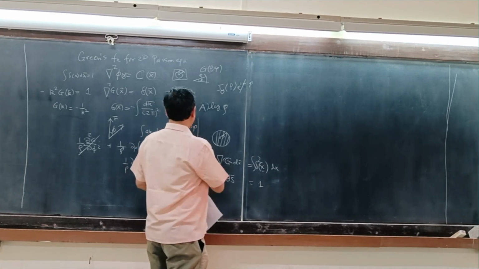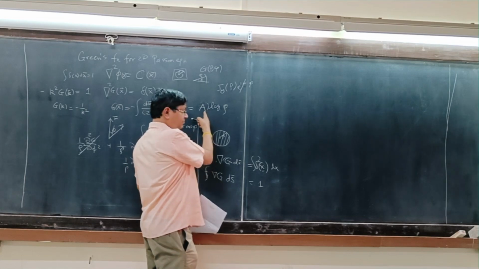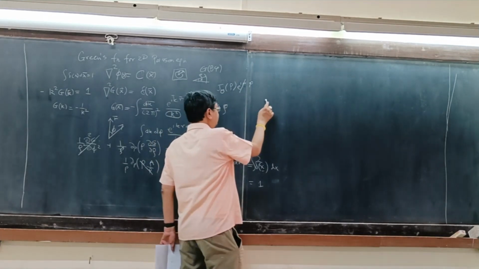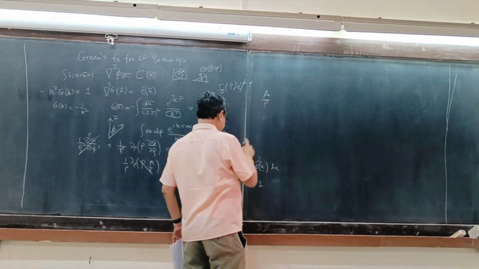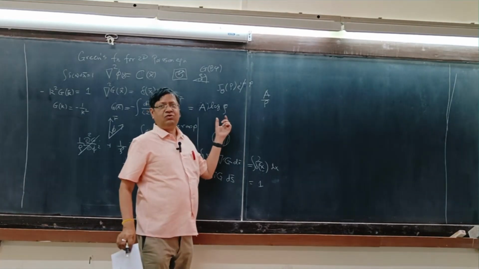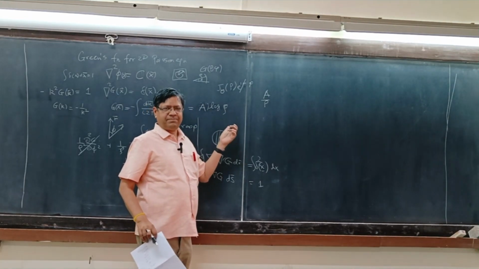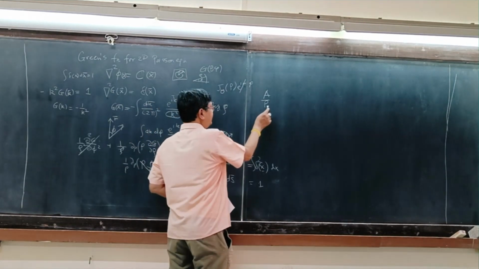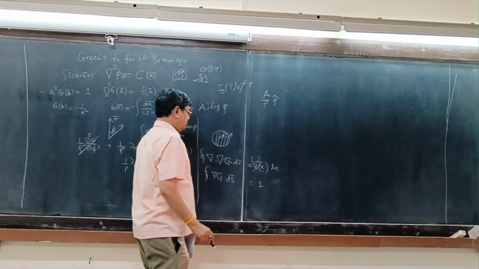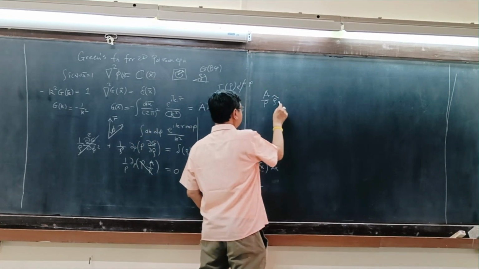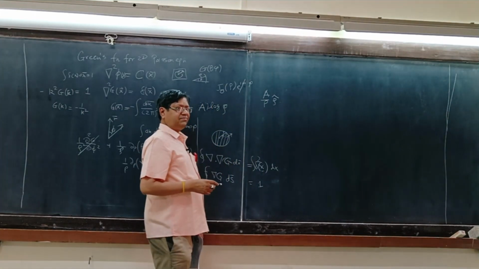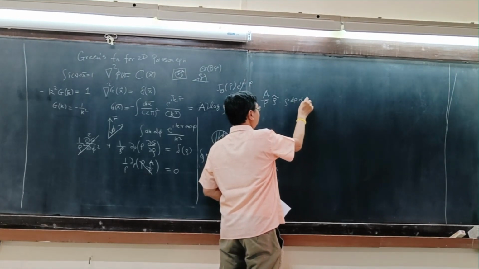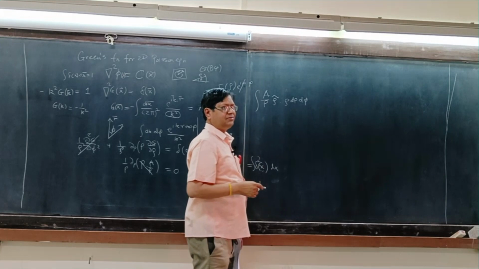Now I know g is of this form. So the gradient of this is what? If I take the gradient, I'll get A by rho, and the direction is rho cap, outward of the boundary. The electric field is in that direction, rho cap. And what is ds? The area integral is rho d rho d phi. This is my left side.